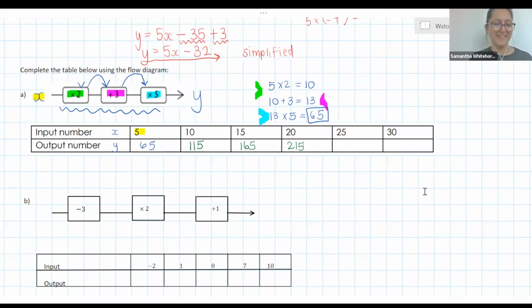Hi, ma'am. The output for 25 is 265. Excellent. Well done. So 25 times 2 is 50. 50 plus 3 is 53. And 53 times 5, 265. Now, guys, this is again why having a calculator is quite useful. Sometimes these multiplications can get quite big, and just being able to quickly do it on a calculator is very helpful to us.